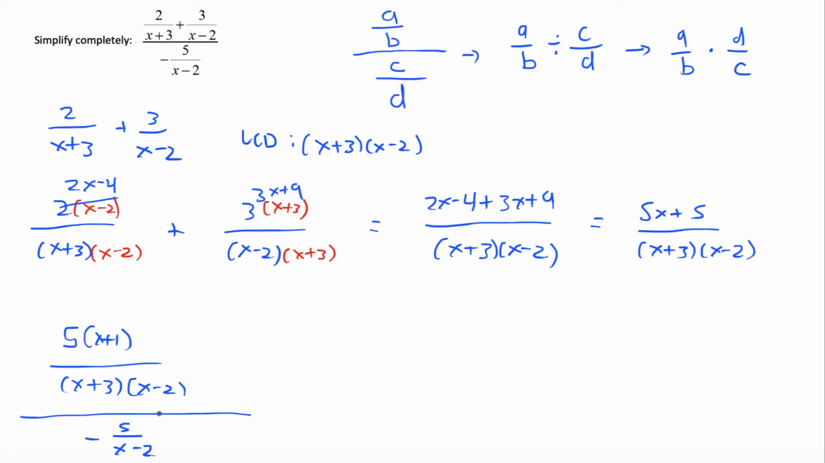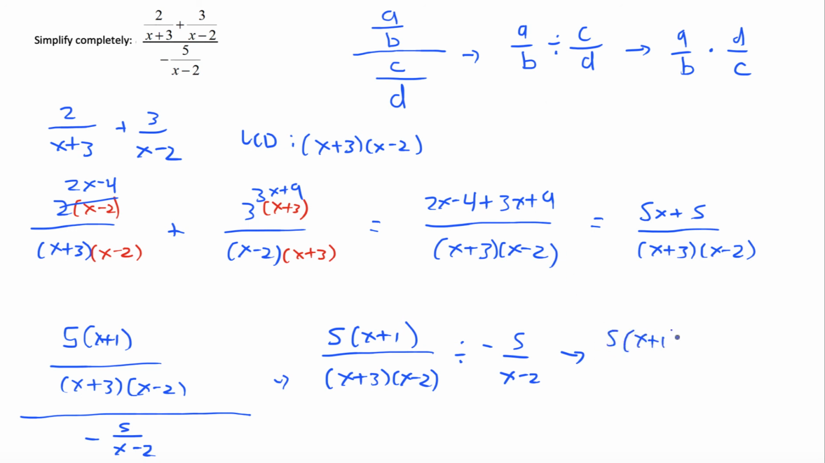How many fractions do we have in the numerator? Just one. So we have one fraction in the numerator, we have one fraction in the denominator, so we can rewrite this using that form. We'll write this as a division problem, divided by negative 5 over x minus 2, but we don't divide by fractions. We multiply by the reciprocal. So we're going to get the 5 times x plus 1 over x plus 3 times x minus 2, and now multiplied by the x minus 2 over negative 5.